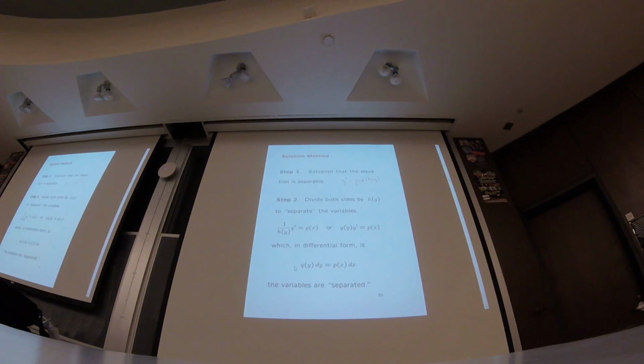Let me go back here and add a page right here. So we have dy/dx is p of x times h of y, so 1 over h of y dy is p of x dx. Of course, you're assuming, whether you realize it or not, that h of y is not 0. You can't divide by 0. So h of y has to be different from 0.